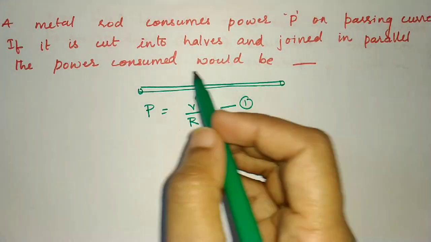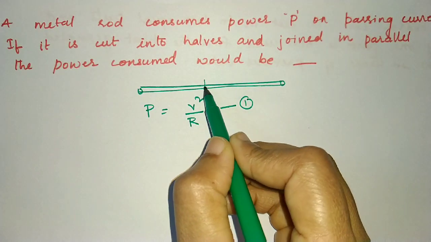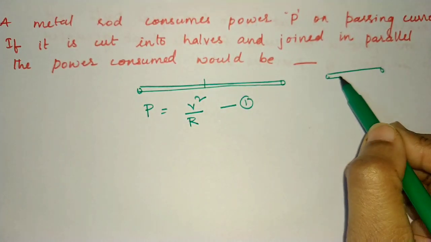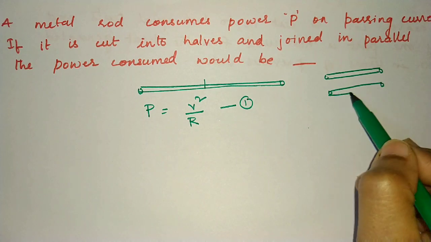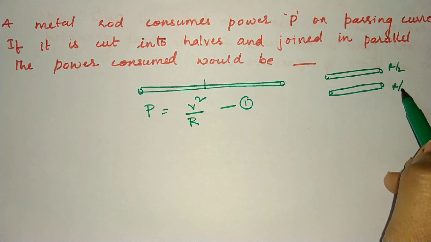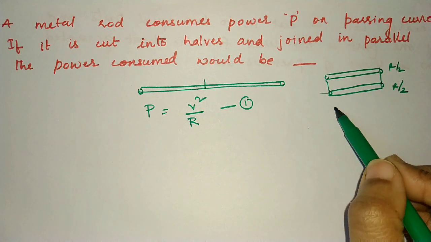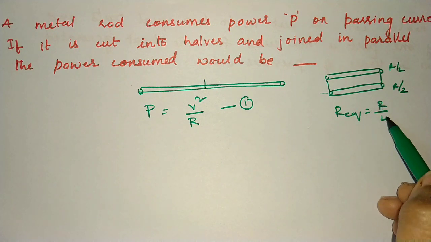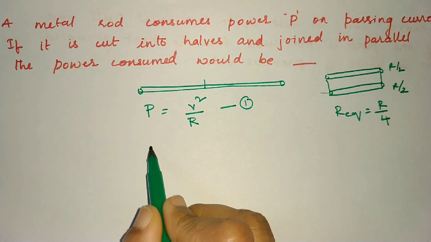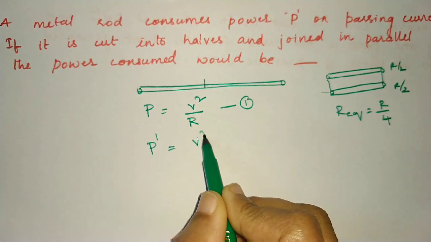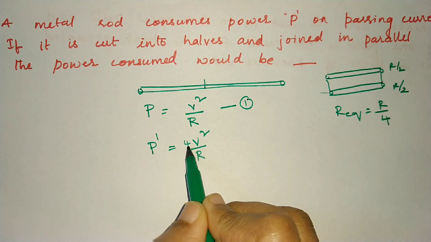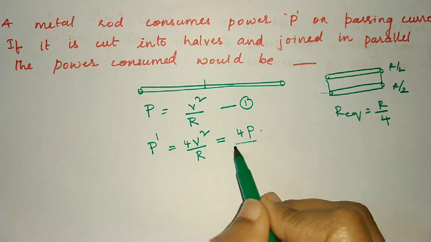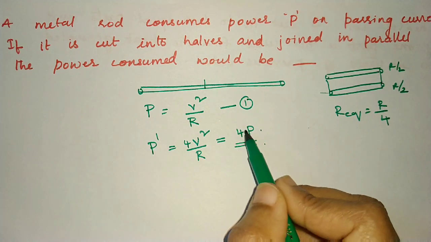And now when you cut into two parts, see when I cut it till here, resistance would reduce to half. And those two parts are again connected in parallel. R by 2 is parallel to R by 2. What will be the equivalent resistance? R by 4. So if resistance reduces to 1/4, what will happen to the new power consumed for the same voltage? Is it R by 4? 4 comes to numerator, which is equal to 4 times of previous power. So power has increased by how many times? 4 times.